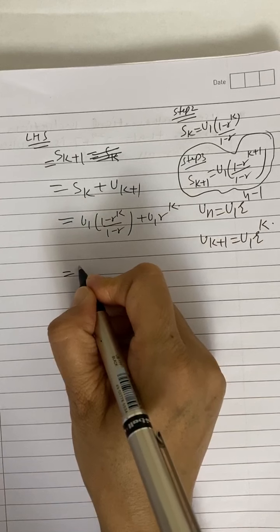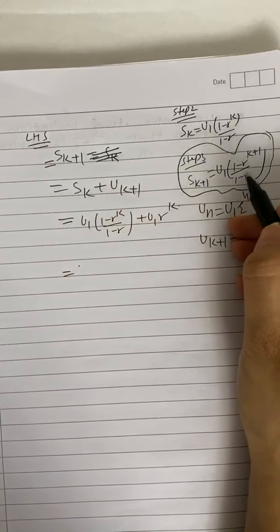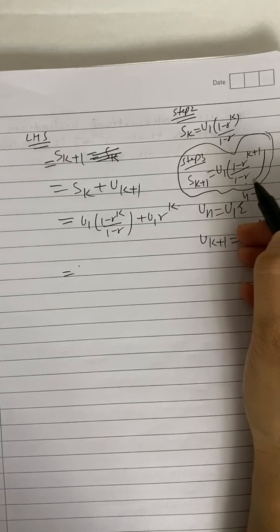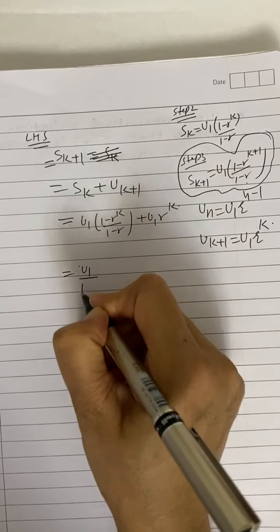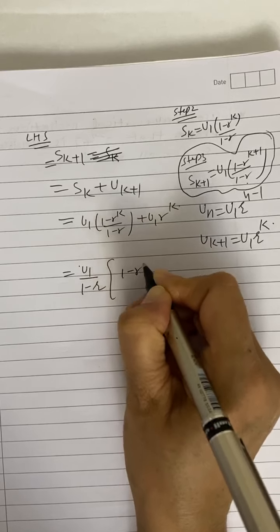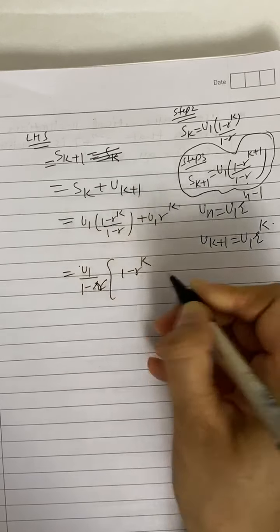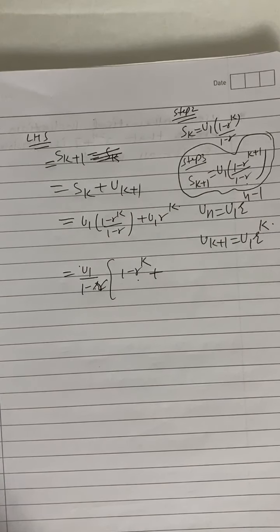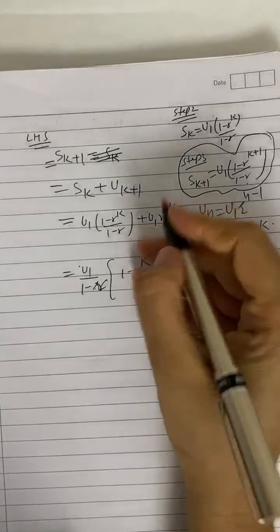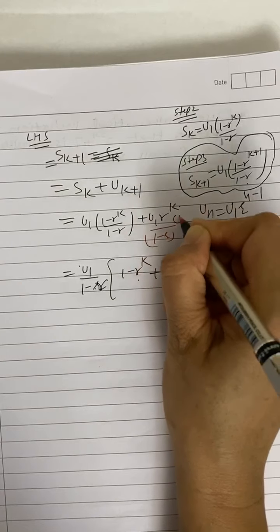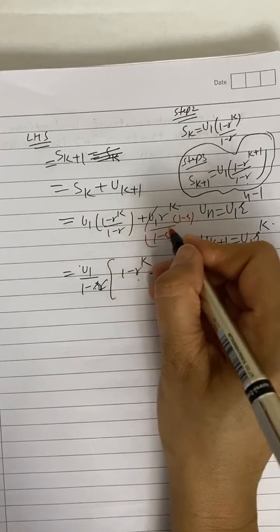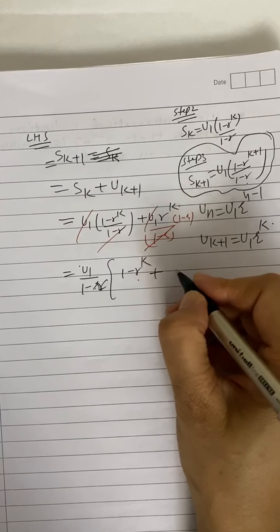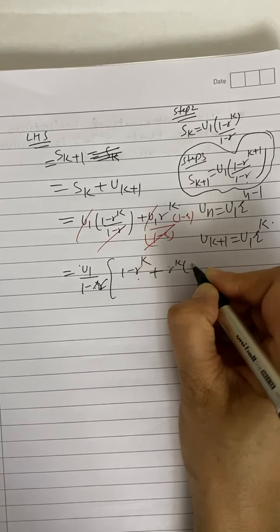So if I take U1, because this is U1, 1 minus R to the power of K plus 1 over 1 minus R. That's what we need to prove. So I'm going to take U1, 1 minus R common. So I got 1 minus R^K. Okay. So 1 minus R^K plus, if I want 1 minus R common, what I'm going to do here is I'm writing 1 minus R here and 1 minus R here. And I took this common. So we got here R to the power of K and then 1 minus R.